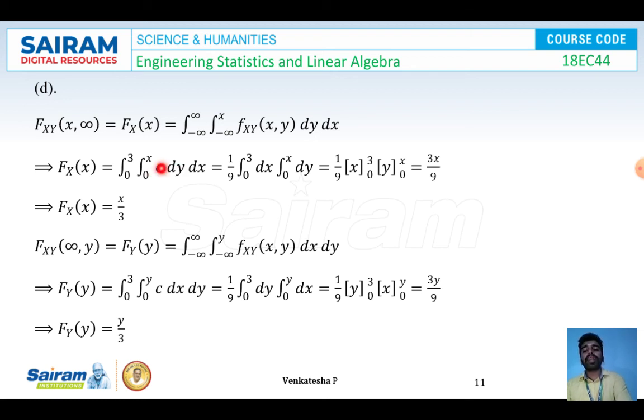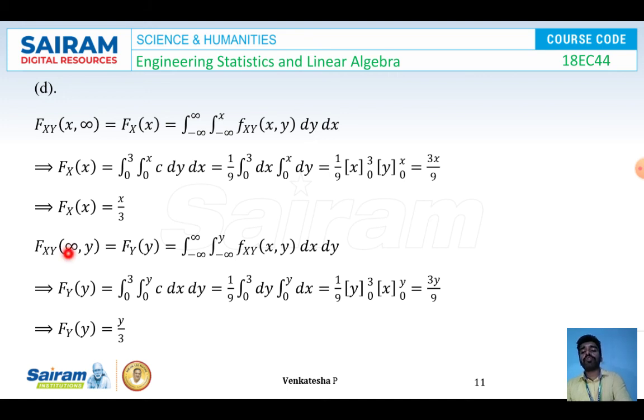Taking c as 1 by 9 and taking it outside as a constant, I got 1 by 9 into the integration from 0 to 3 of dx, which is one expression, into the integration from 0 to x of dy, which is one more expression. After integration, it will become x between the limits 0 to 3, and y between the limits 0 to x. So I got 1 by 9 into x as 3 and y as x, which becomes 3x by 9. So I got the expression f_X(x) is equal to x by 3.